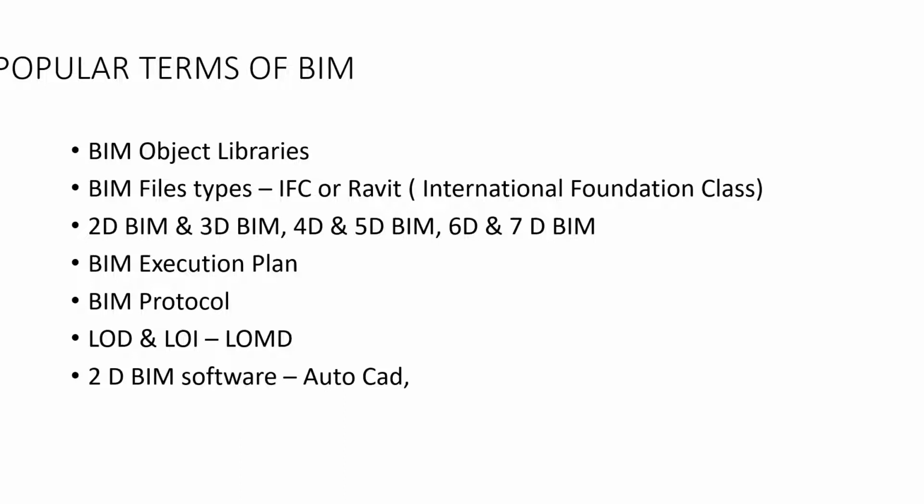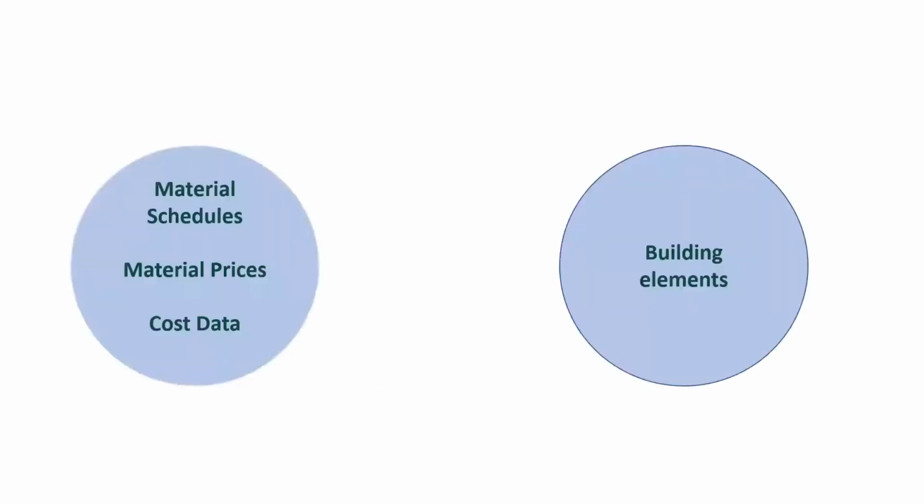Then the BIM protocol. I have explained about the BIM protocol. This is the governing document of a BIM using project. Then level of development, level of design. You have to search about those things. Then we have to focus on 2D BIM software as well. AutoCAD is one example of 2D BIM software.